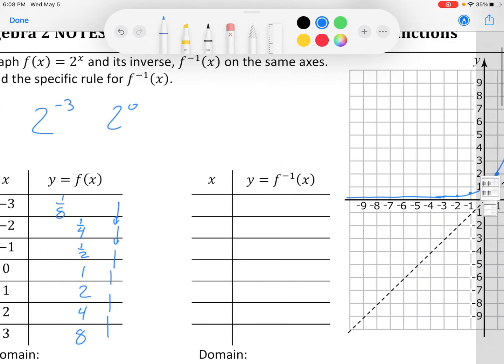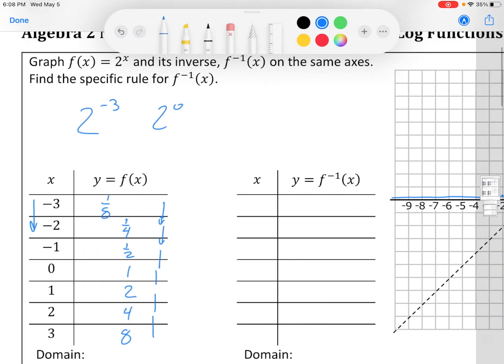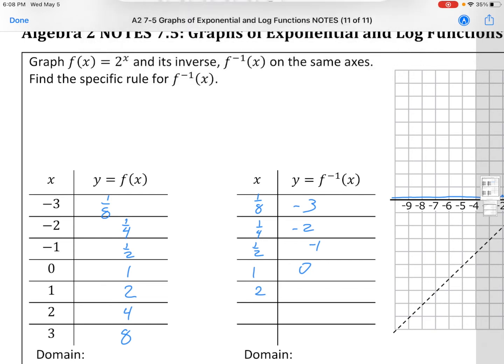Now, let's talk about the inverse function. So let me clean my workspace up a little bit. And remember that an inverse function simply reverses x and y. It reverses the process. So if the forward function inputs a -3 to make an eighth, then the reverse function starts with the eighth and gives back the -3, starts with the quarter, gives back the -2, a half becomes the -1, 1 becomes the 0, 2 becomes the 1, 4 becomes the 2, etc.